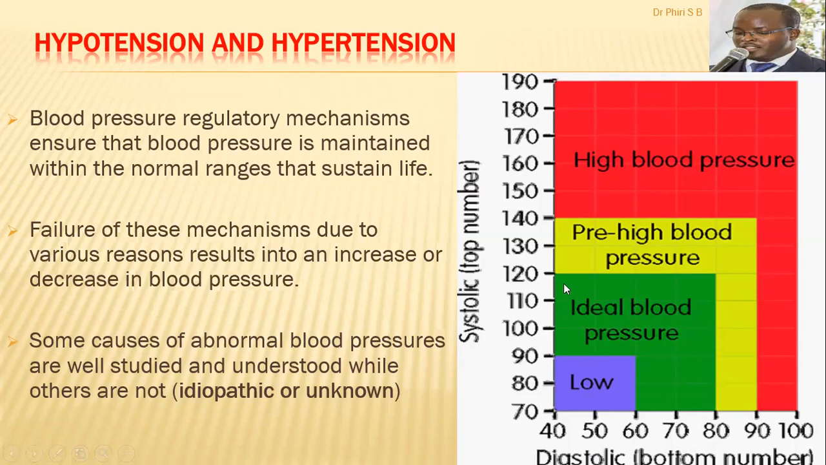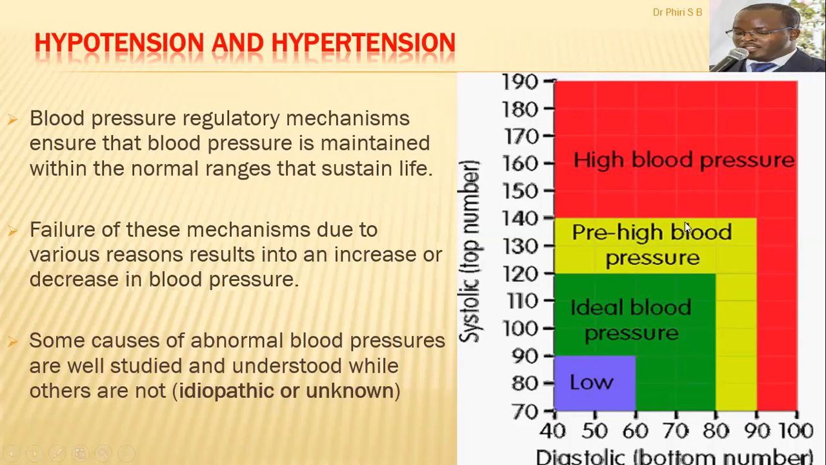Then if the systolic blood pressure is between 120 and 140, and the diastolic blood pressure is between 80 and 90, this is called pre-high blood pressure. So these patients with pre-high blood pressure need to be monitored. Otherwise, their condition can progress into the high blood pressure range.